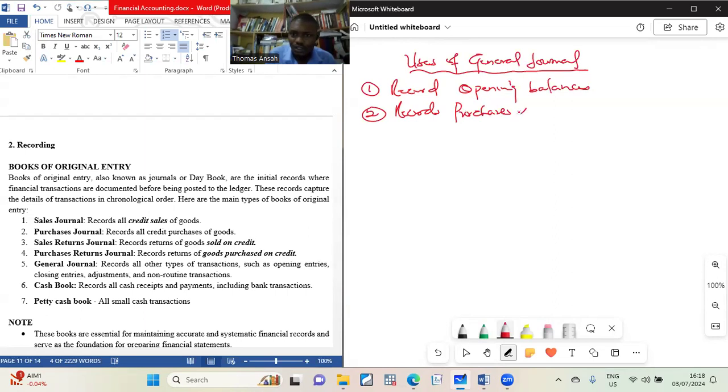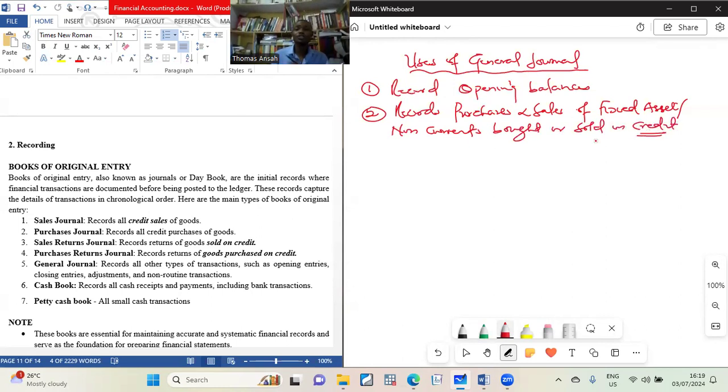Purchases and sale of fixed assets, or what we call non-current assets, is the same, okay? Non-current assets bought or sold on credit. So on credit is very, very important because if it is cash, it will go to the cash book. All right, so those are that.